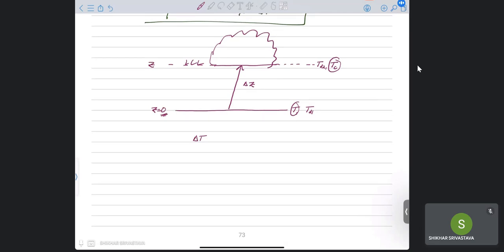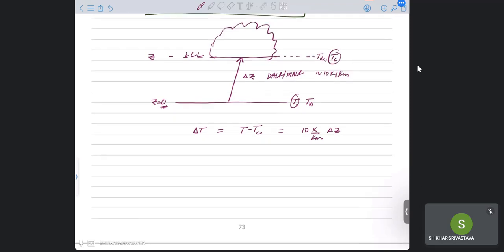Okay, this is T minus Tc. Now another thing which we can write is that this T minus Tc will be what? Up to this point the parcel will follow the dry adiabatic lapse rate or moist adiabatic lapse rate, which is roughly equal to 10 Kelvin per kilometer. If the lapse rate is 10 Kelvin per kilometer and delta Z is the height, the change in temperature will be lapse rate times delta Z, or I can just write it as 10 times delta Z.